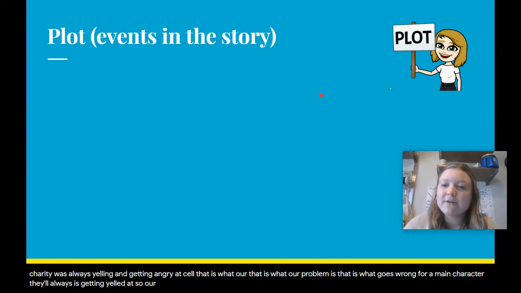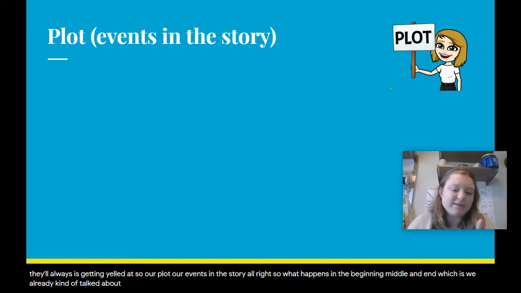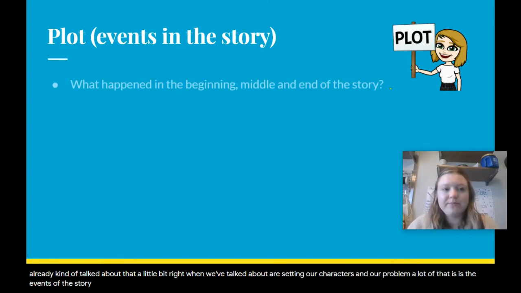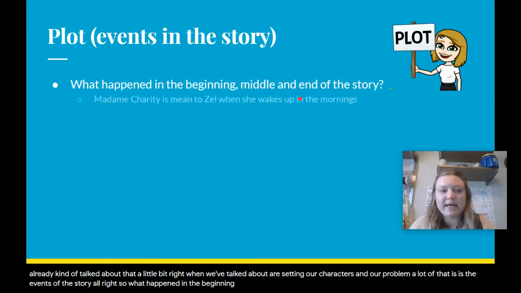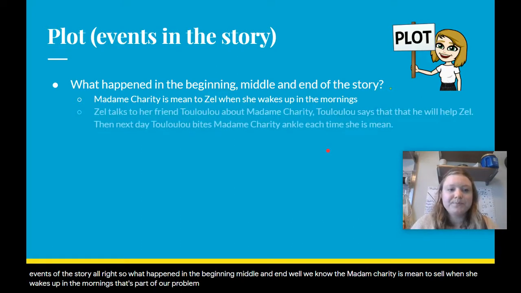So our plot, our events in the story, all right? What happens in the beginning, middle, and end, which we've already kind of talked about a little bit. When we've talked about our setting, our characters, and our problem, a lot of that is the events of the story. So what happened in the beginning, middle, and end? Well, we know that Madame Charity is mean to Zell when she wakes up in the mornings. That's part of our problem.